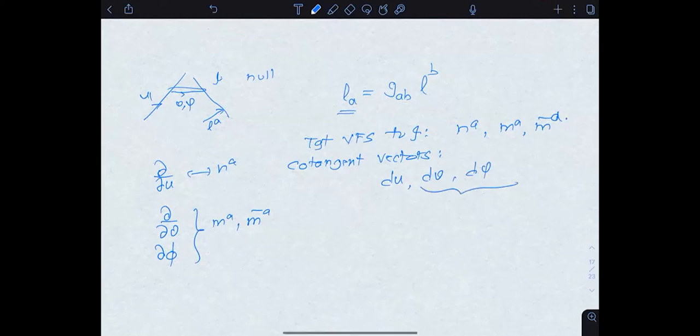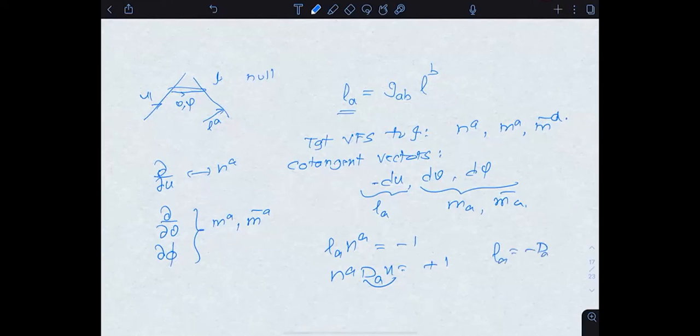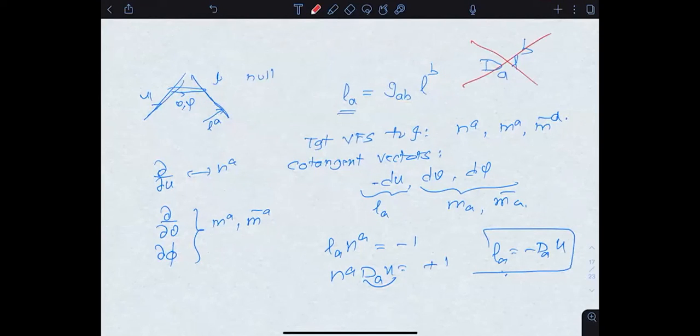These objects are precisely given by M_A and M-bar_A. But remember L_A N^A is equal to -1, and N^A d_A u is equal to +1. So therefore, minus d_A u is precisely L_A. So L_A is equal to minus du. So as a covector, L_A is an intrinsic object defined just on Scri, not as a vector. You're completely right, I'm really happy that you asked this question, because this object as a vector is not defined, but as a covector it is well defined. Thank you, very good question.